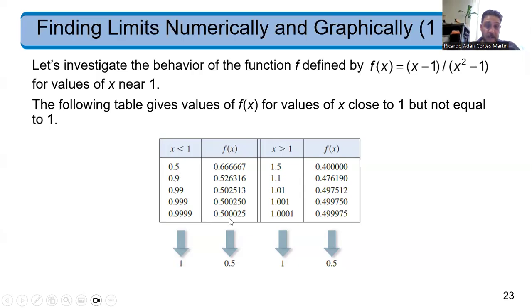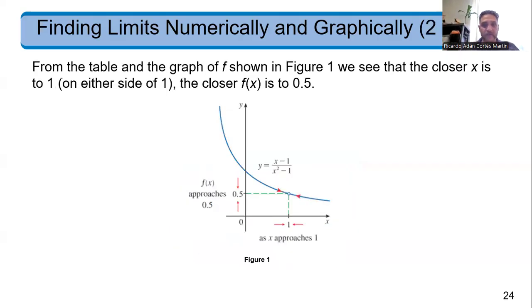In this case, when we are getting values below 1, we see that we start to get values that tend to 0.5. And if we take values of x that go near to 1 from the upper side, we also get values of 0.5, okay? So even though the function is not defined on x equal to 1, the value of the function looks like it tends to a certain value, okay?